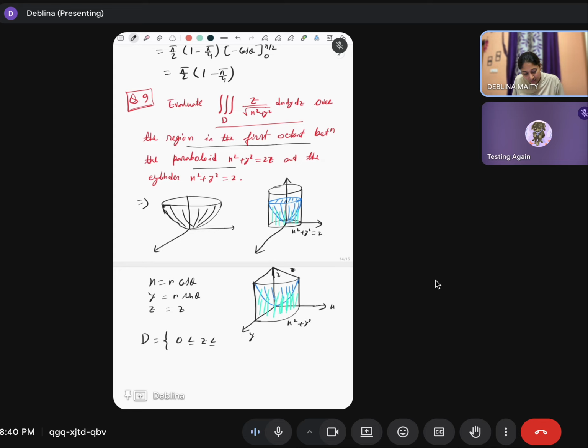So this equation is x square plus y square equals to 2 and z equals to 0. So z runs from this plane to this paraboloid. The equation of this paraboloid was x square plus y square equals 2z. So z goes to x square plus y square by 2, and then y runs from 0 to root over 4 minus x square, since this is a circle, and x runs from 0 to 2.